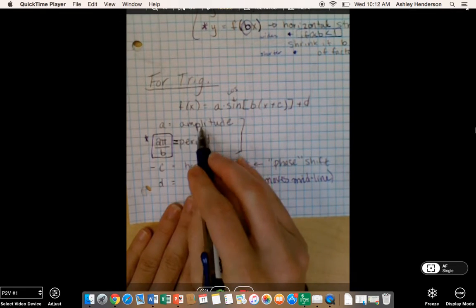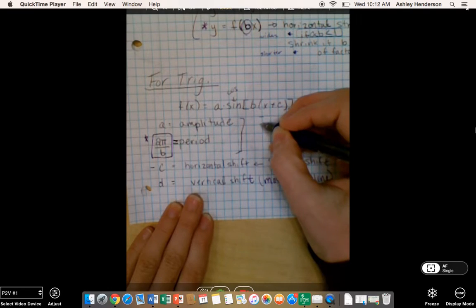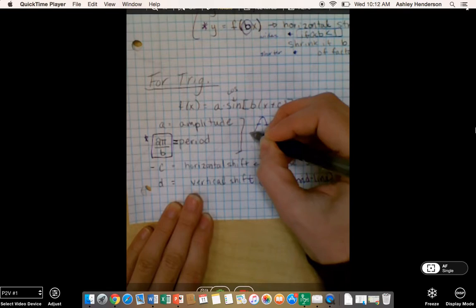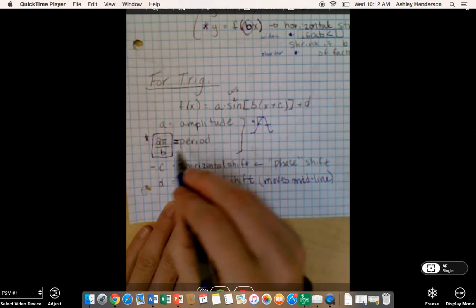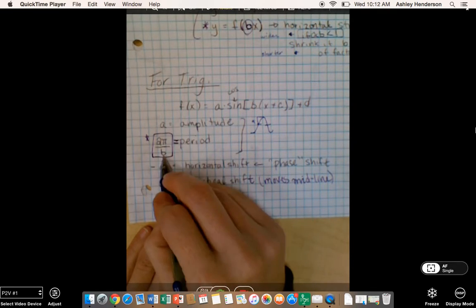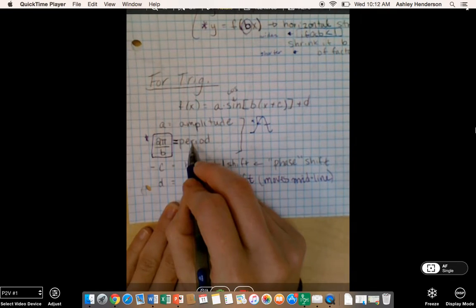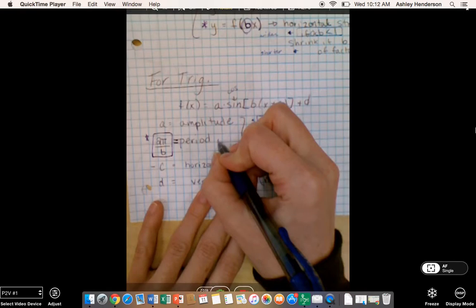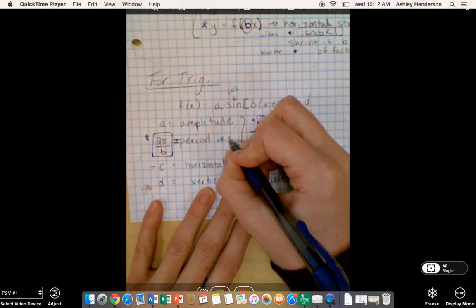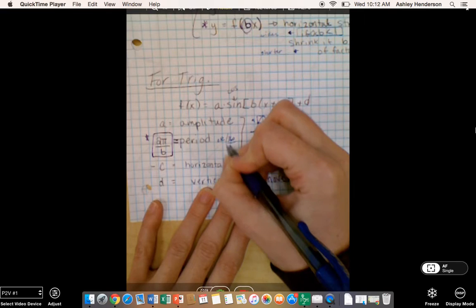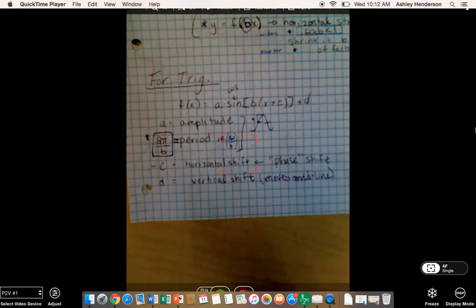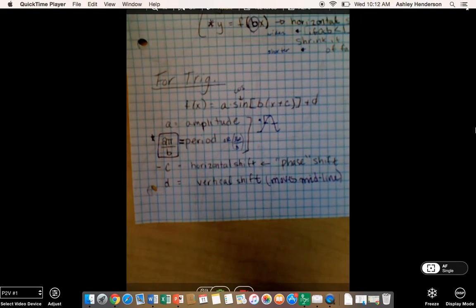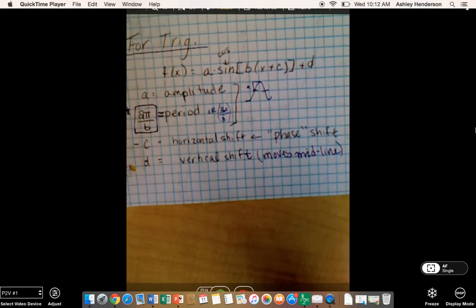A is the amplitude. That was how far it is from the top to the middle. B: 2 pi divided by b is the period. If we're in radians, we could also say, or 360 divided by b is the period if we're talking about a degrees-based graph. So be careful for that. Make sure you're reading it appropriately. Am I in degrees or radians or what?